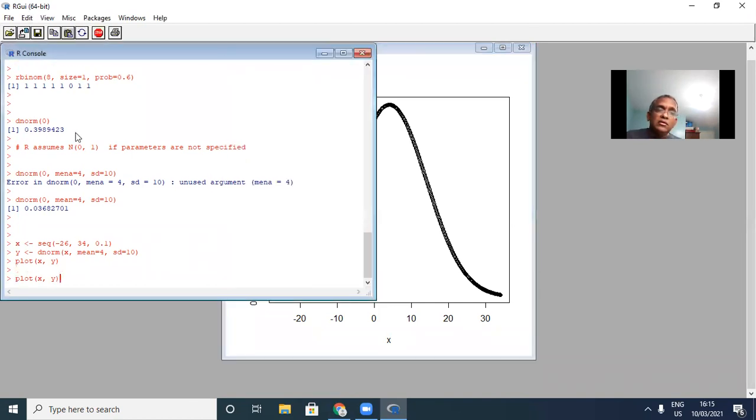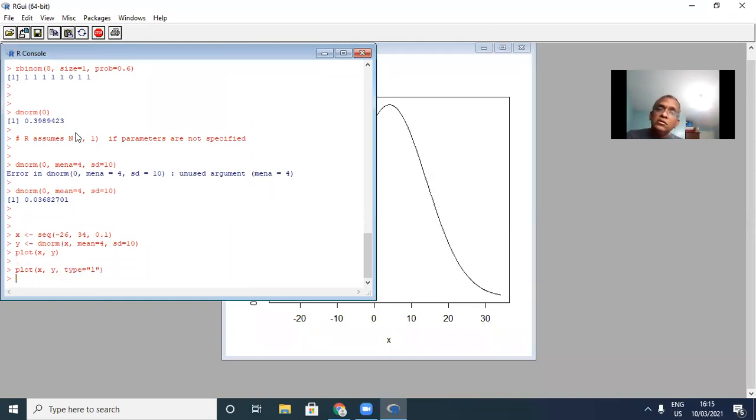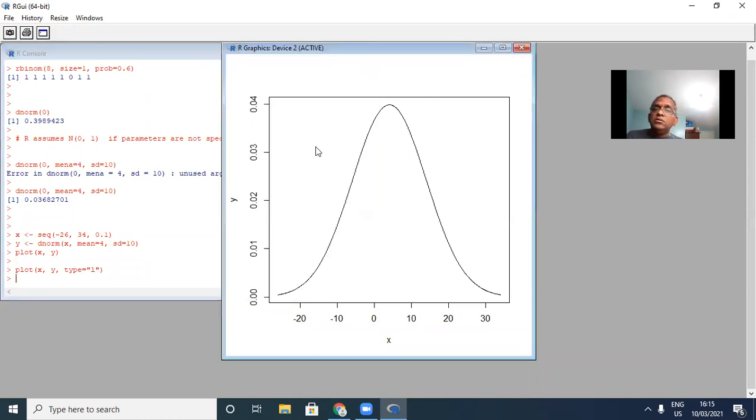If you like, you can use the l for line. Now you see that the points are joined together by a line, right?